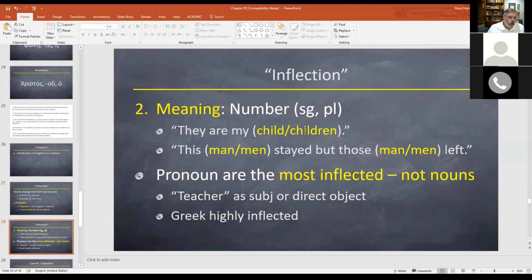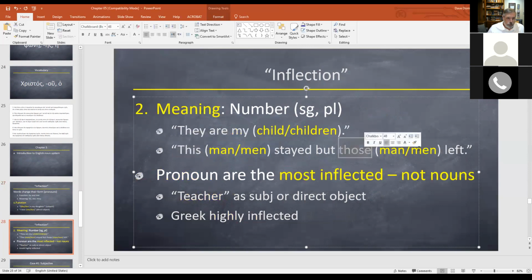They are my child, or they are my children? My children. Children, that's plural, right. This man or this men stayed, but those man or men left. Well, this is a demonstrative pronoun, and man is singular, so it has to be this man. Man functions as a subject here. And it's singular because it aligns with this. But here, those is plural, so it must be aligned with men, right? So there's an agreement with those and men, an agreement with this and man.